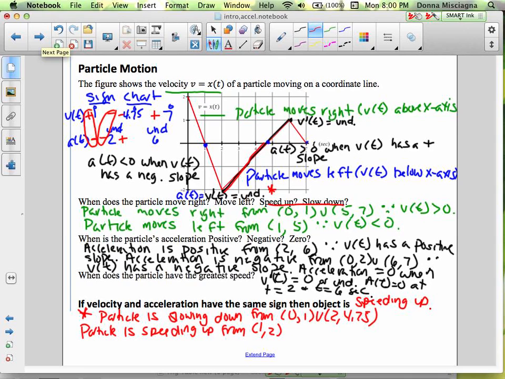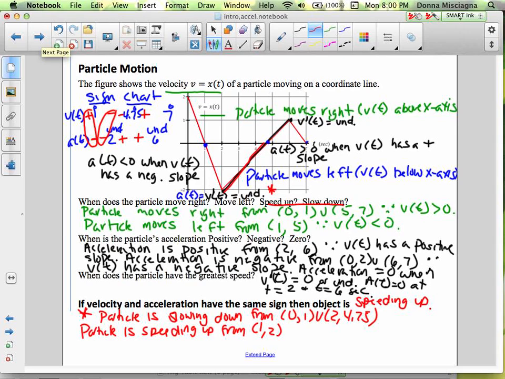All right, so now let's look on the others. This is going to still stay positive all the way through that interval. So we have a positive slope for velocity from 2 all the way to 6. So that means we match from 4.75 to 6, because they're both positive. So we're speeding up from 1 to 2, and then again from 4.75 to 6.